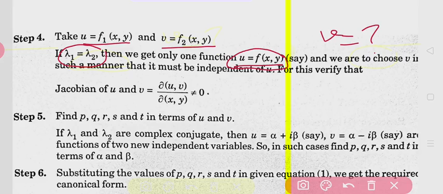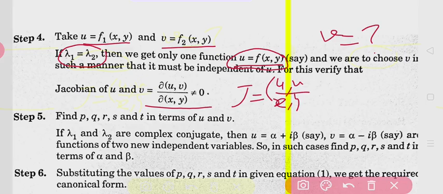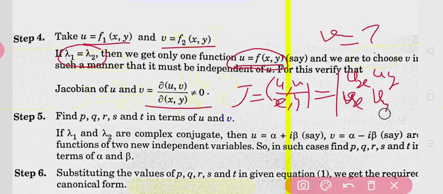And how to form this? You have to form it in such a way that the Jacobian is non-zero. What is the Jacobian? Jacobian of uv with respect to xy. So what is that Jacobian? You know that it is the determinant of partial derivative of u with respect to x, partial derivative of u with respect to y, in the second row, partial derivative of v with respect to x and v with respect to y. If this is non-zero, then this u and v will be independent. This independent solution you have to find out.